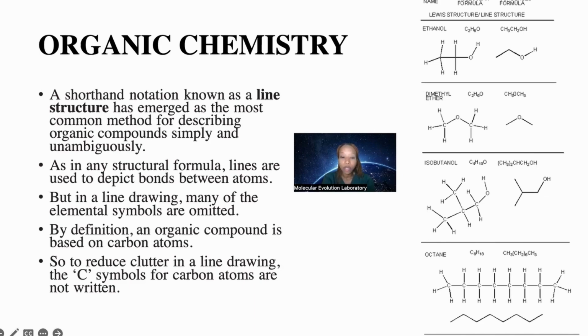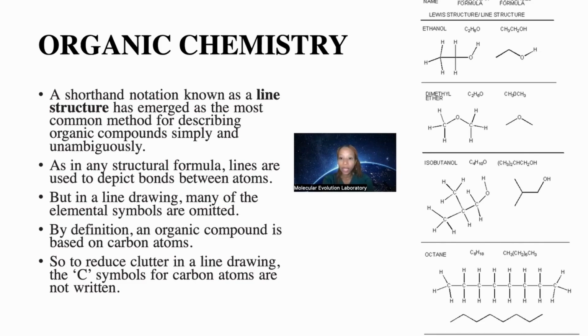As in any structural formula, lines are used to depict bonds between atoms. The line formula is also another way of depicting atoms, especially in organic chemistry or for polymers. But in a line drawing, many of the elemental symbols are omitted. By definition, an organic compound is based on carbon atoms. So if you already know that it is an organic compound, then you know that the backbone is going to be carbon.